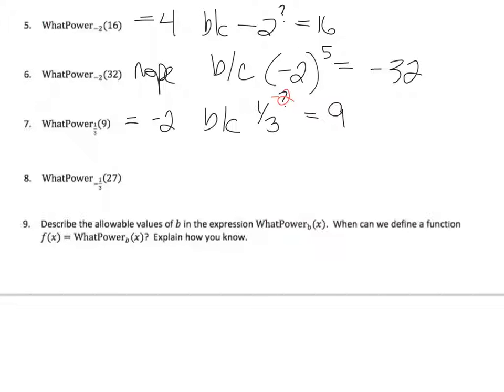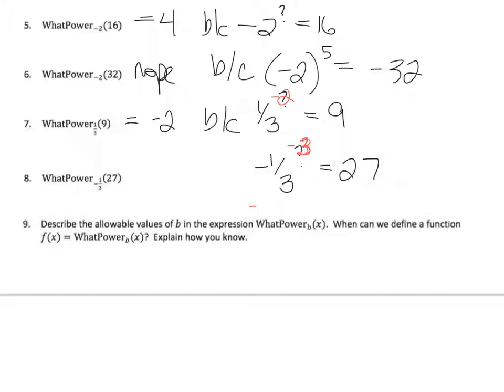Because (1/3) to the -2 equals 9. And how about this one? (-1/3) to the question mark equals 27. Well, that's not possible either, because this would have to be a 3, well, a -3.